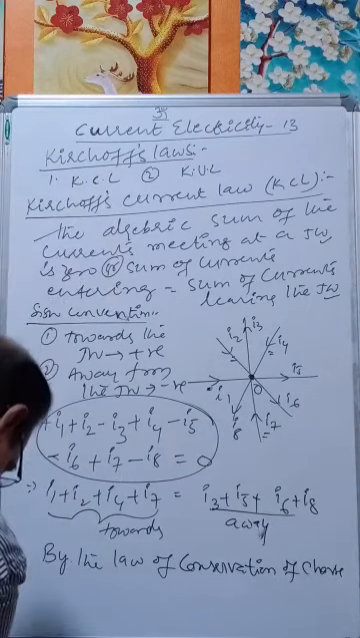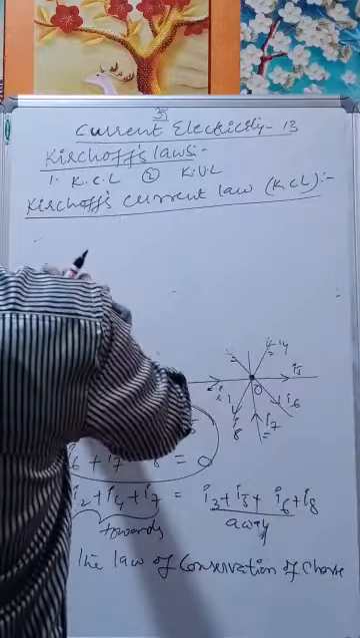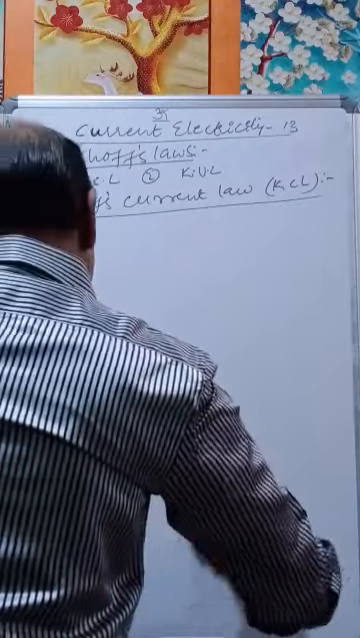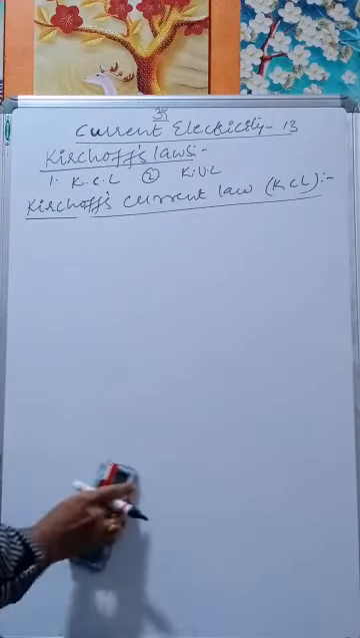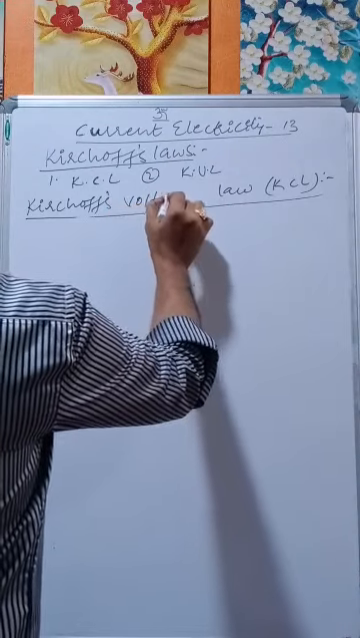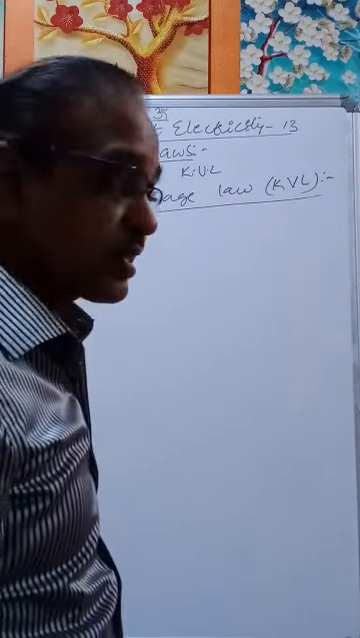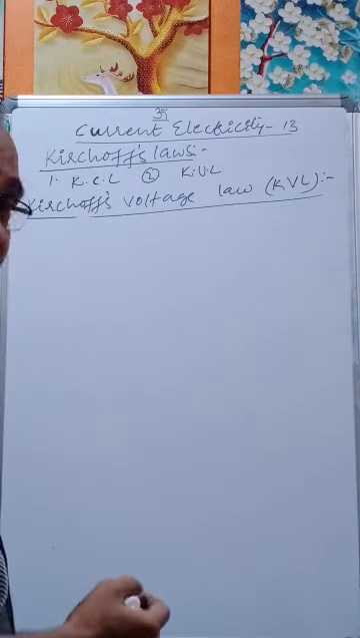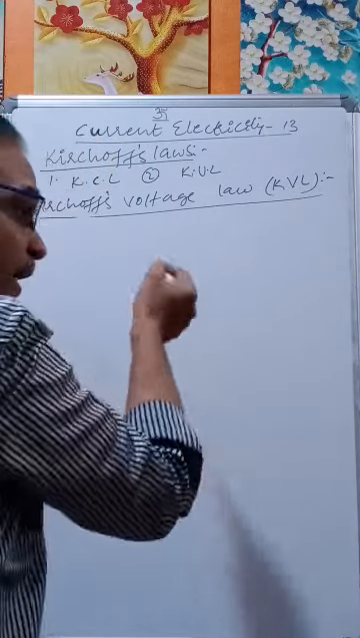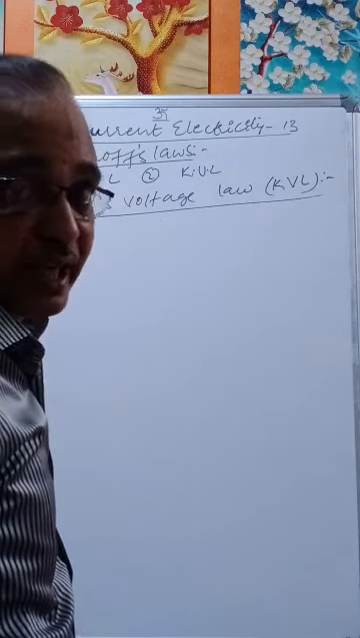Now let us see Kirchhoff's voltage law, KVL. What this law says is the algebraic sum of the potential drops and the algebraic sum of the EMFs in a closed mesh is always equal to 0.